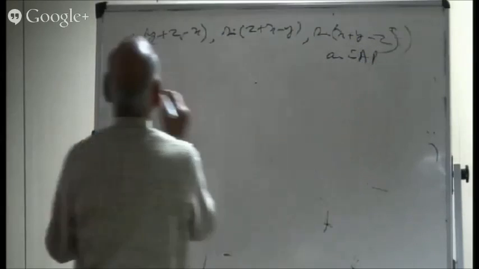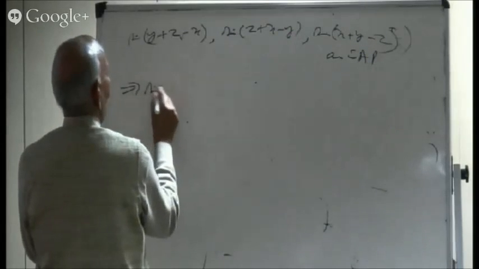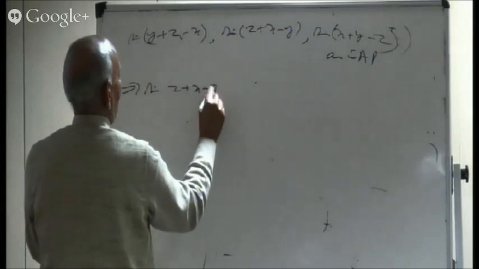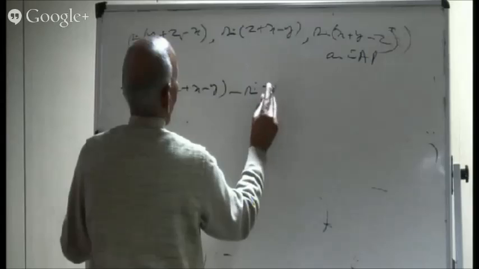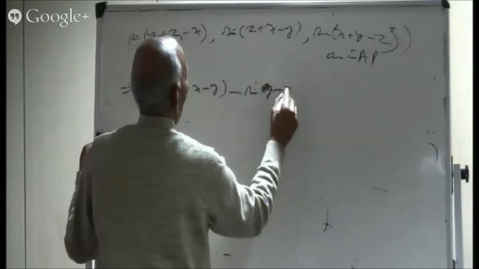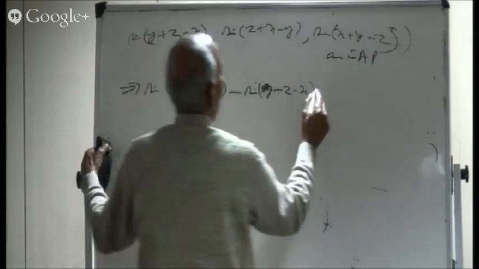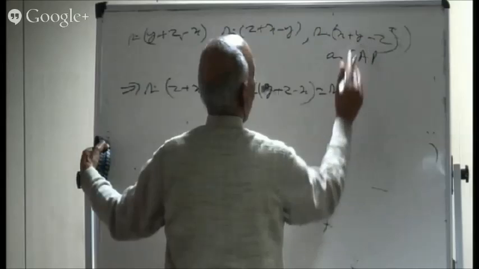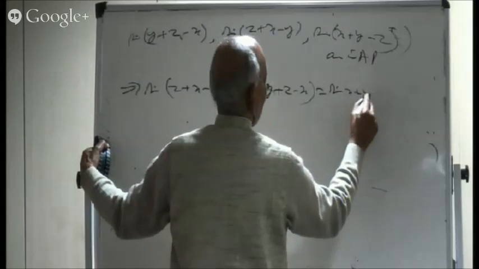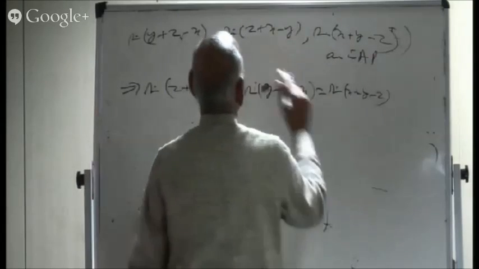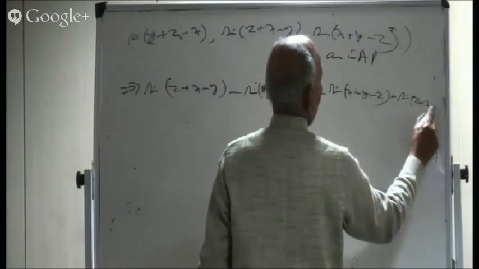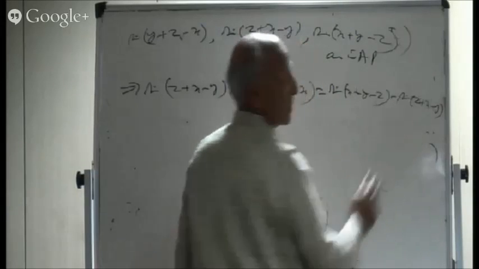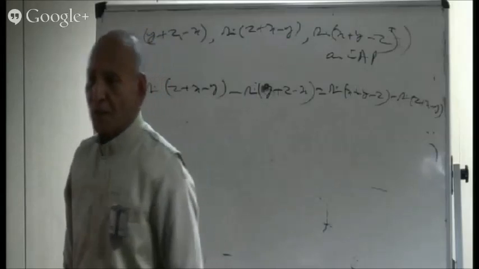If they are in AP, that means sin(z + x − y) minus sin(y + z − x) is equal to sin(x + y − z) minus sin(z + x − y). Is it right? That is the definition of AP.